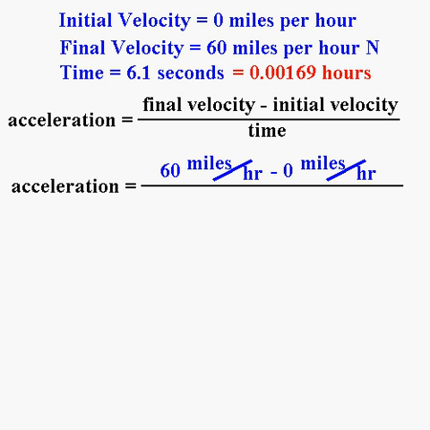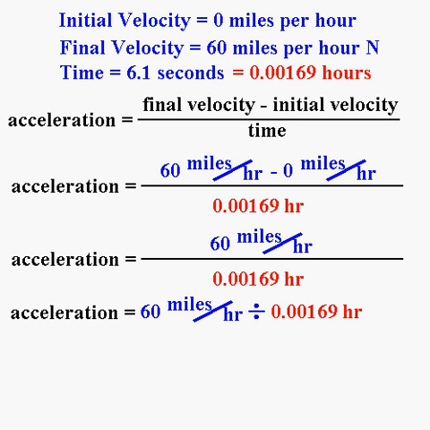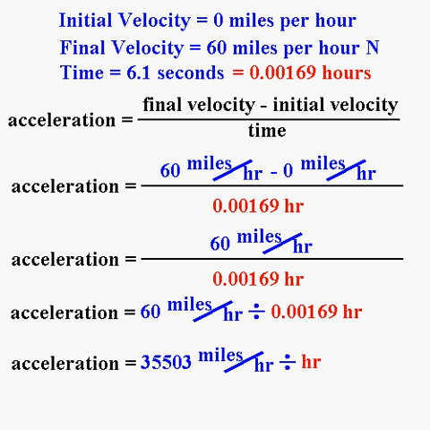Now I get to start all over again. We know the final velocity is 60 miles per hour and the initial velocity is 0 miles per hour, but the time we're going to use now in our equation is 0.00169 hours. That way, our time units agree. Well, I have to do the subtraction first, so the acceleration is 60 miles per hour over 0.00169 hours. Now that's the same thing as 60 miles per hour divided by 0.00169 hours. If I group the numbers together, 60 divided by 0.00169 is 35503. Then the unit is miles per hour divided by hour.